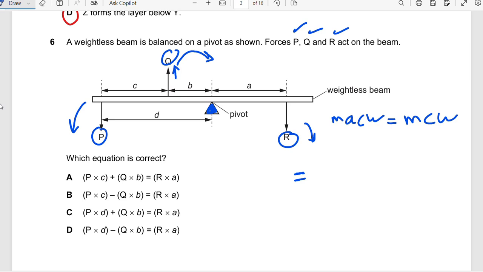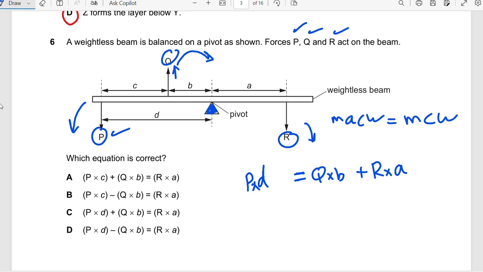Anti-clockwise moments: it's force multiplied by distance. The force is P and the distance is D, so it's going to be P multiplied by D. Okay, let me put it as X here. On the other side, I have force Q, and the distance of Q is actually B, right? So it's going to be Q multiplied by B, plus the force R multiplied by A.